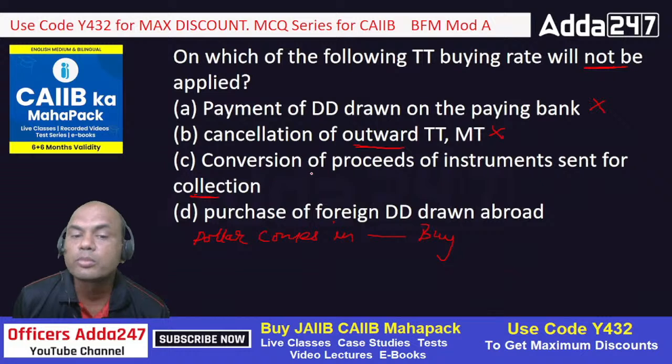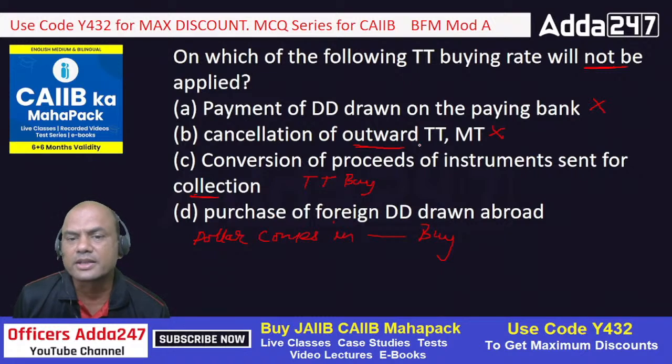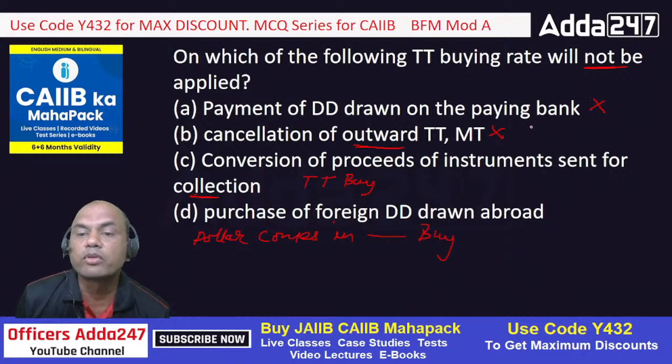Even in the second case, whenever I do the outward remittance, I'll apply the TT selling. And if I have to cancel this outward remittance, I'll apply the reverse case, TT buying. But what do we want over here? We want TT buying not to be applied. Here it will be applied, so B is also not the answer. A is not the answer.